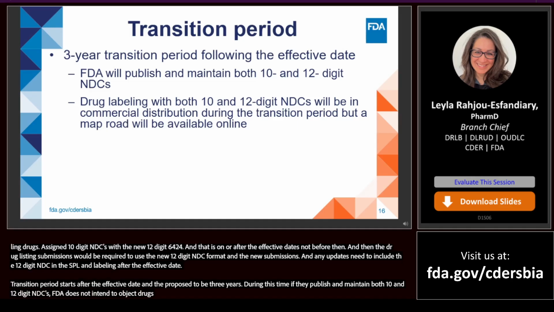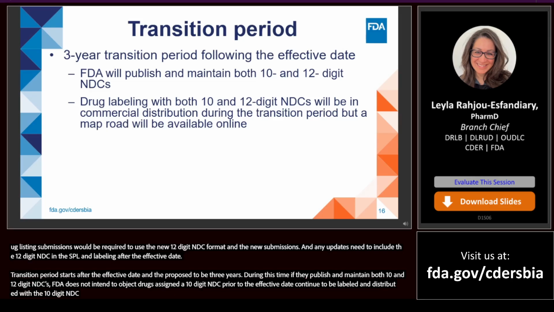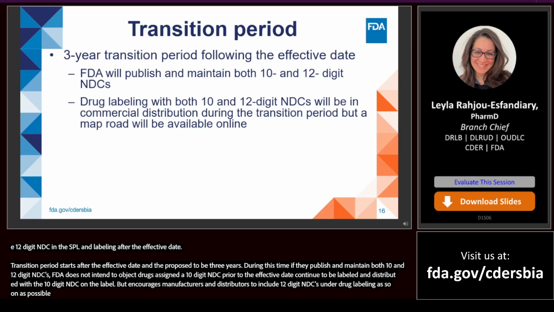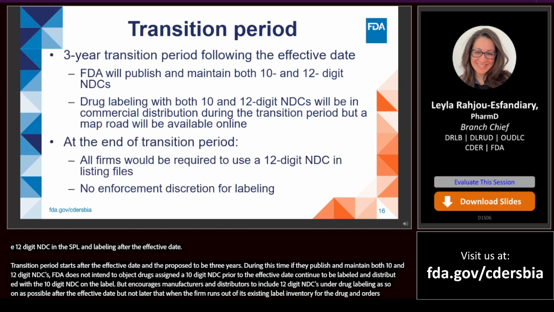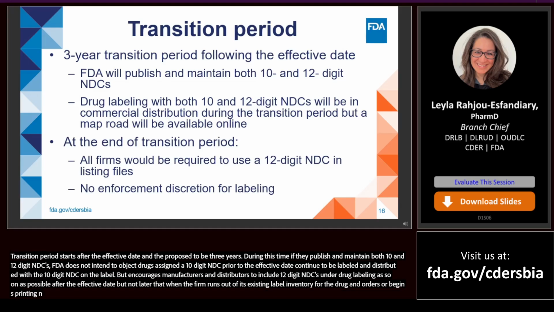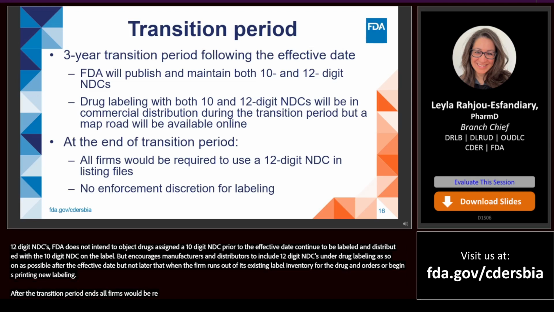NDC prior to the effective date continue to be labeled and distributed with the 10-digit NDC on the label, but encourages manufacturers and distributors to include 12-digit NDCs on their drug labeling as soon as possible after the effective date, but not later than when the firm runs out of its existing labeling inventory for the drug and orders or begins printing new labeling. After the transition period ends, all firms would be required to use a 12-digit NDC in the listing files.